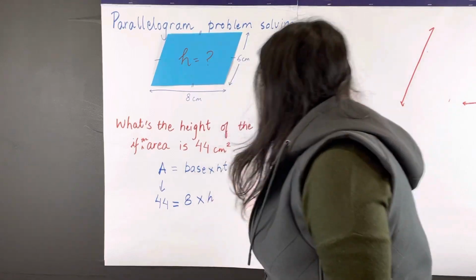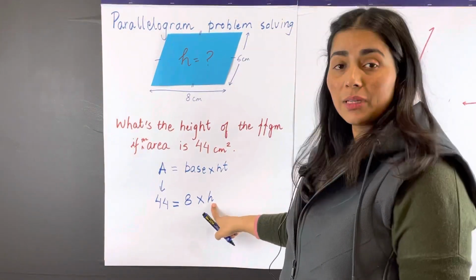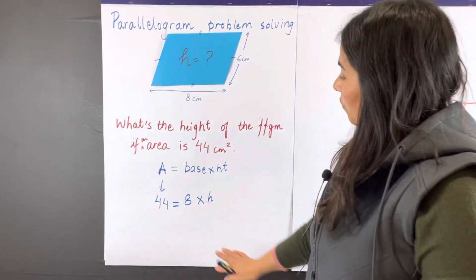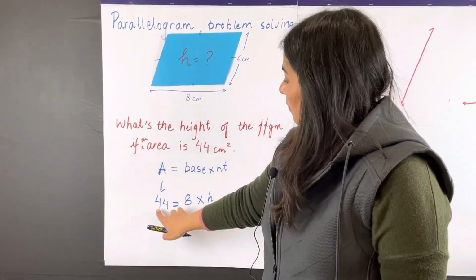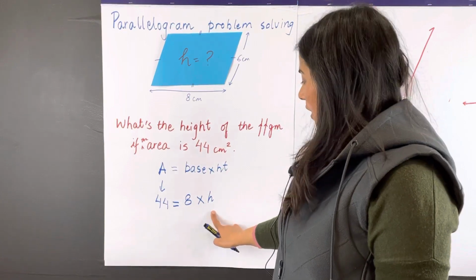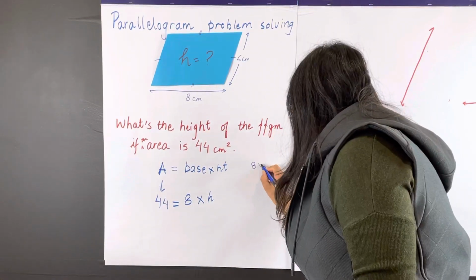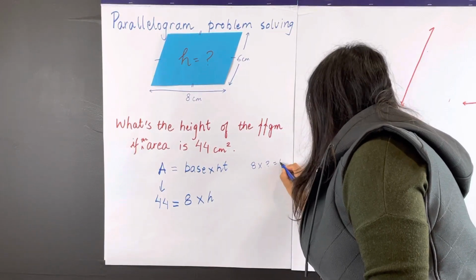I have no idea what the height is. Height is the unknown, so I'm just going to keep it as h. You can also use x for this unknown height. Now think of this situation. 44 is 8 times an unknown number. So 8 times what is 44? 8 times which number is going to give you 44?